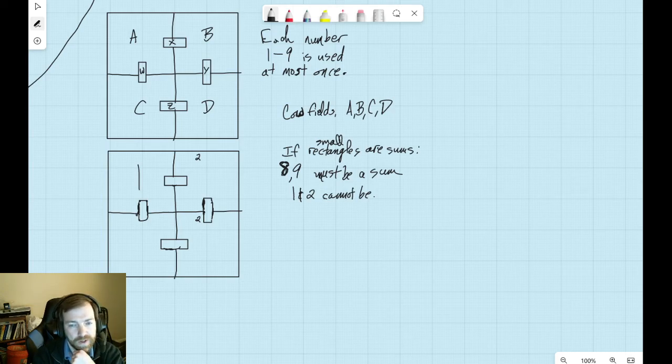Alright, so 9 cannot be a sum with 1, because if it was 9 here, this would be 8 here, which we already said 8 has to be in the sums. So 9 can't be here, or here. Yeah, symmetric again. So 9 has to be in one of these lower two. And again, for simplicity's sake, we can always just say it's going to be this way.